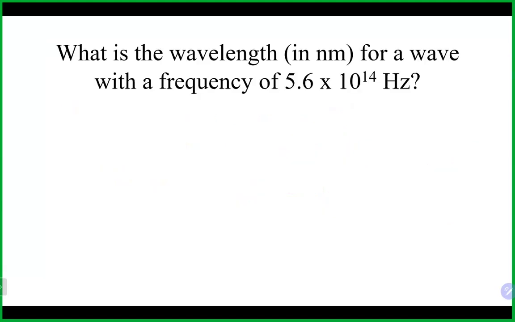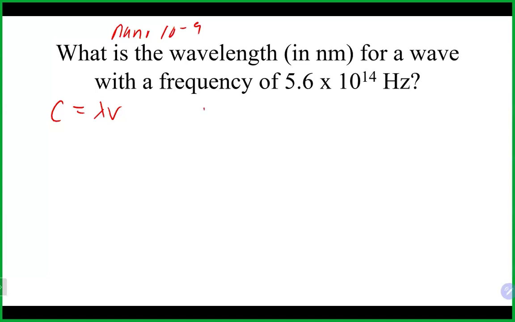All right, so why don't you try this one? What is the wavelength in nanometers for a wave with a frequency of 5.6 times 10 to the 14th? Just a reminder, nano, I believe, is 10 to the minus 9. Okay, so once again, good news is it's kind of the same formula. C is equal to wavelength times frequency.